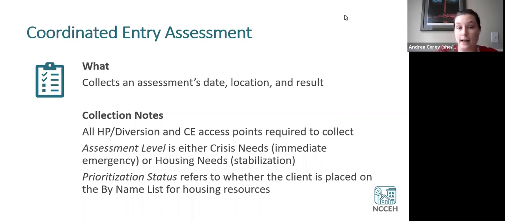Nicole referenced that the VI SPDAT is used a lot as a housing needs assessment, and then just separating that a little bit from the prioritization process will help you respond to our prioritization status. Because, in a lot of our regions and communities, they're taking into consideration the housing needs score, that VI SPDAT score, and other factors. So that's a part of that prioritization based on assessment results. Great.